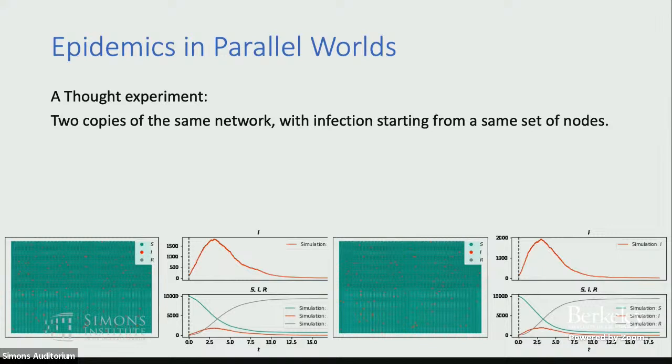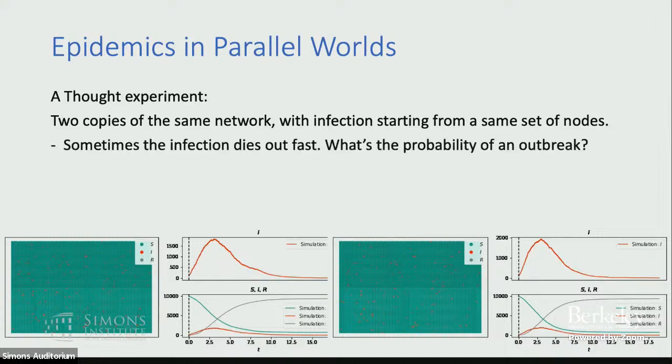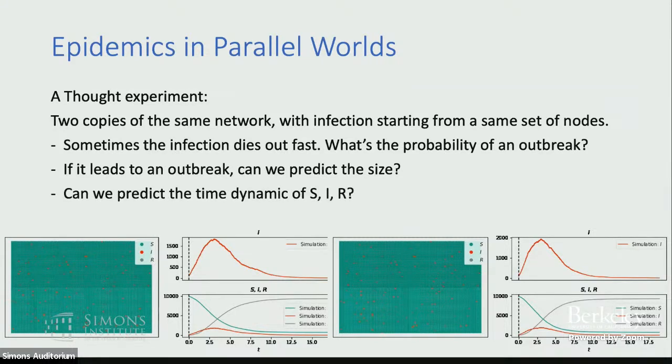So we can ask different questions here. In these two cities, even if I have the network, can I say what's the probability that an outbreak happens? Or can I say, if an outbreak happens, what's the size of it? Or what's the time evolution of these three different components, S, I, and R?